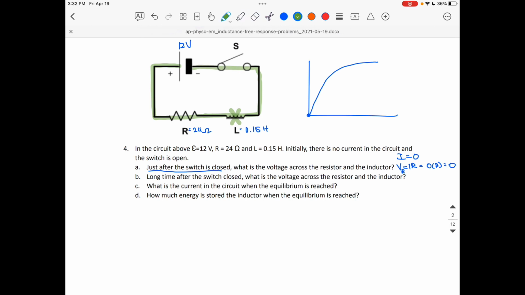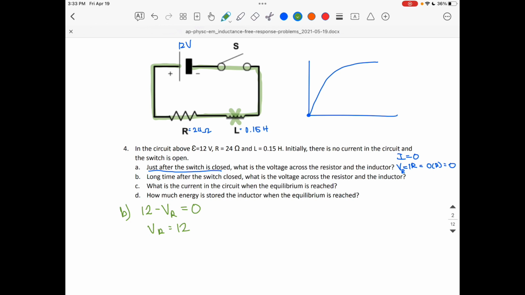So using Kirchhoff's loop rule, we start with the 12-volt EMF. We subtract the voltage that goes through the resistor. We treat the inductor as a regular wire, so everything equals 0, and then the voltage through the resistor is equal to 12.